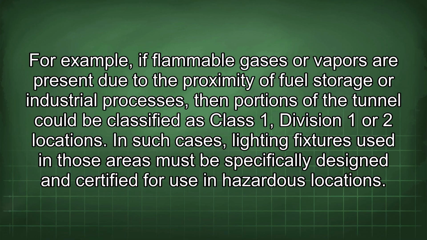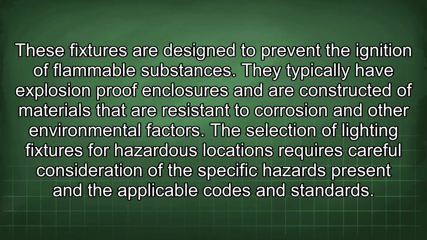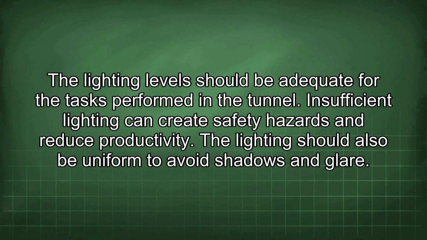In such cases, lighting fixtures used in those areas must be specifically designed and certified for use in hazardous locations. These fixtures are designed to prevent the ignition of flammable substances. They typically have explosion-proof enclosures and are constructed of materials that are resistant to corrosion and other environmental factors. The selection of lighting fixtures for hazardous locations requires careful consideration of the specific hazards present and the applicable codes and standards.